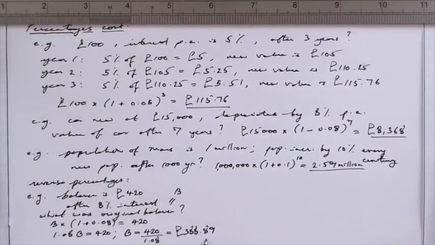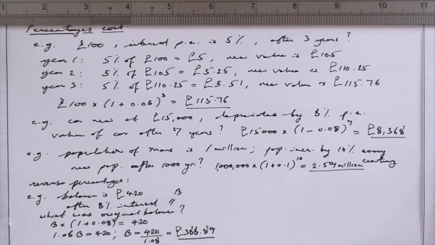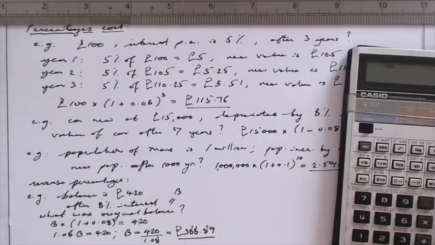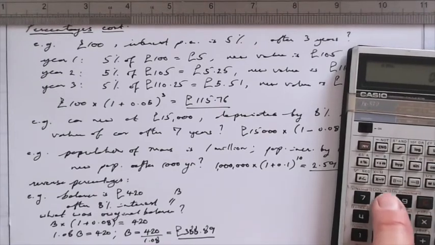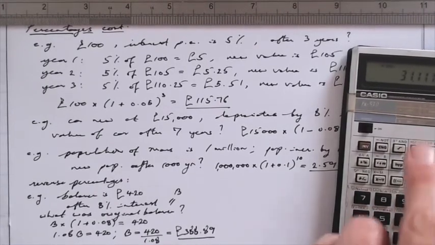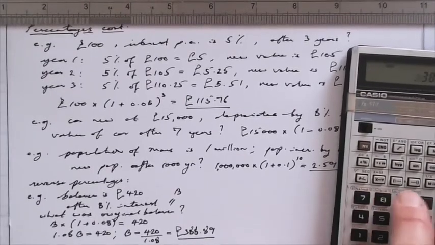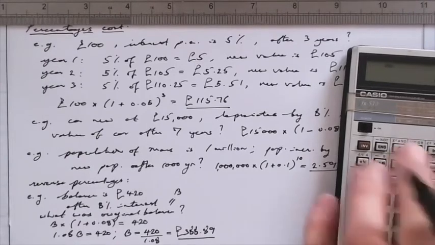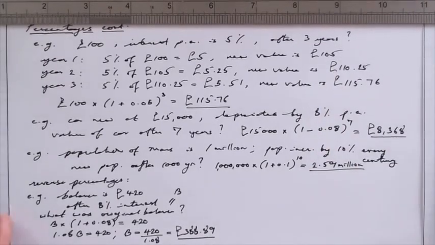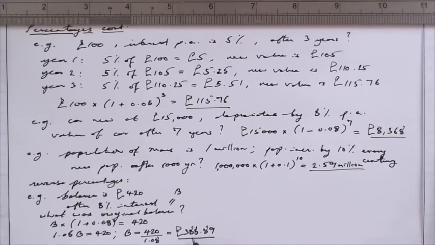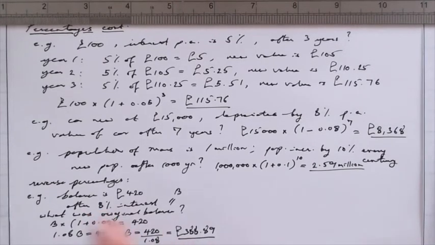So this would have been the amount in the account, and we can just check this. It's a bit unnecessary, but let's imagine we had 388 pounds and 89p. We can calculate 8% of that by multiplying by 0.08. That's 31 pounds and 11p. And if we add that to 388.89, we get 420 pounds. So with reverse percentage problems, you can always just take your answer and check by applying the percentage in the forward direction.